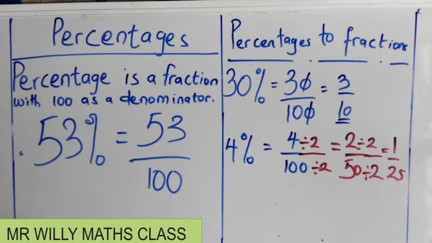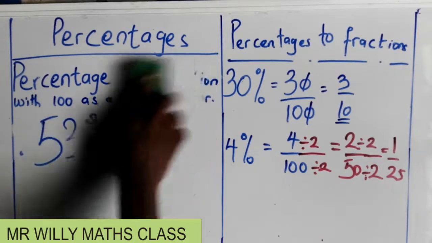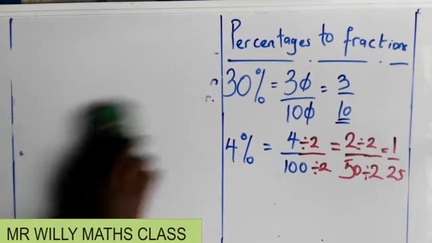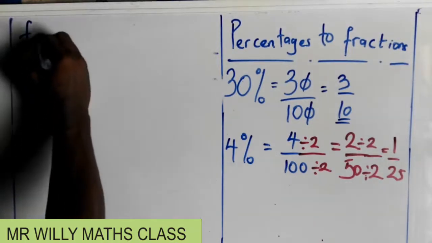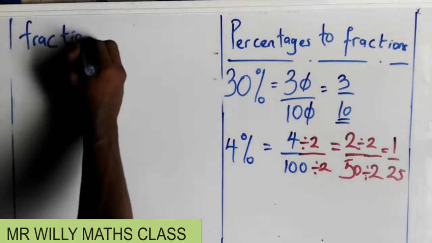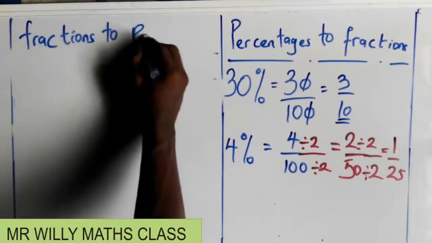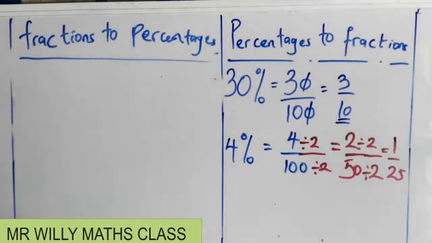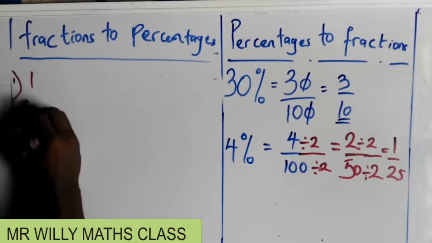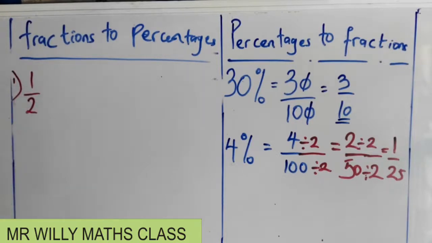Now let's go to how to change from fraction to percentage. So the next subtopic is how to change from fractions to percentage. Now let's say that you are given this fraction. Example 1, half. You are given a fraction, but you have to change it to percentage. If you want to change the fraction to percentage, it's as simple as this. All you need to do is multiply the fraction with 100. Then you divide it, you have the answer.